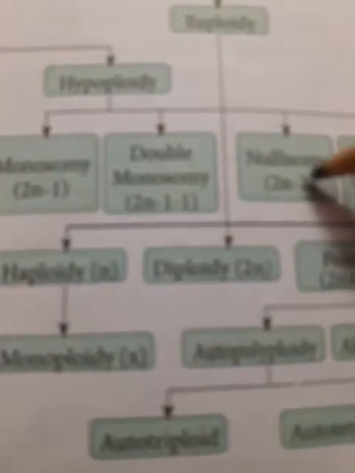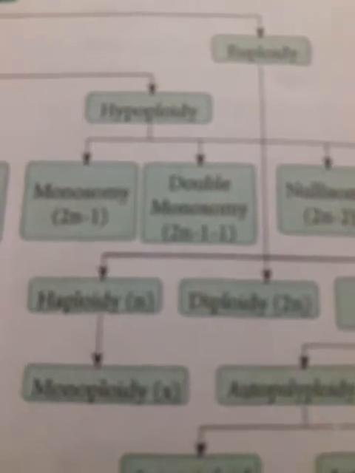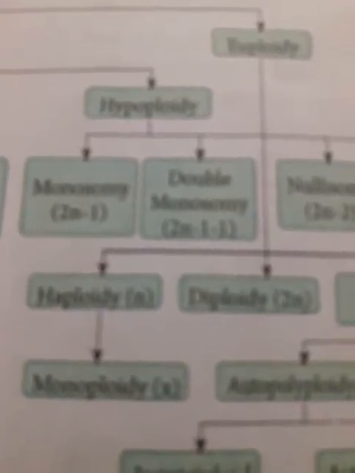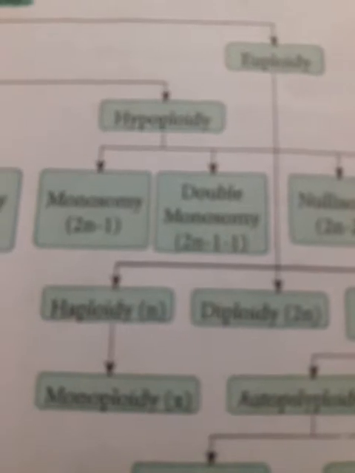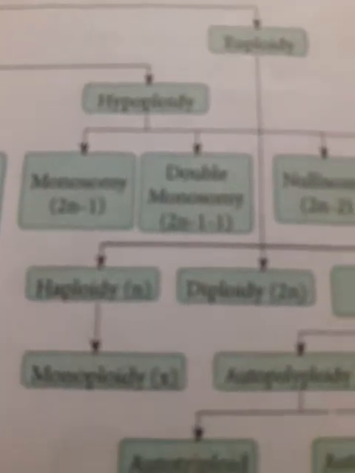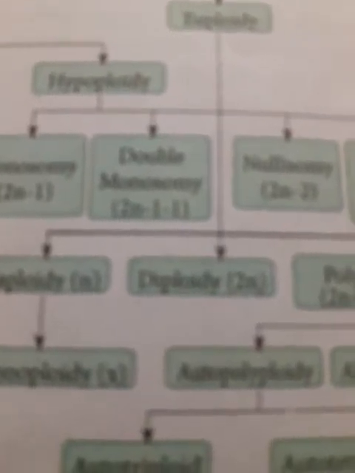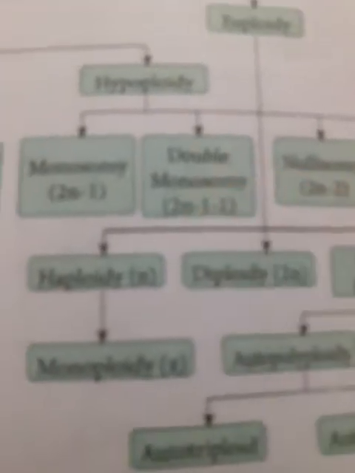Next one is nullisomy. In nullisomy, 1 total set has been deleted. For chromosome number 3, 2 were there and are totally deleted. So it is 2n minus 2 in this case, nullisomy. When 2 sets of chromosomes have been deleted, it is double nullisomy, 2n minus 2 minus 2. You can see that one, double nullisomy. This is the way we express it.